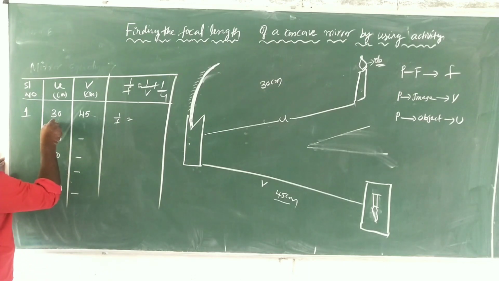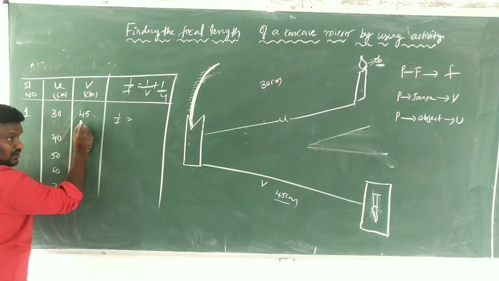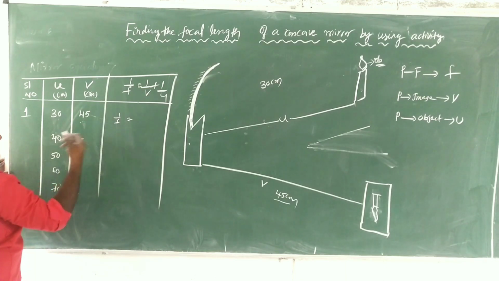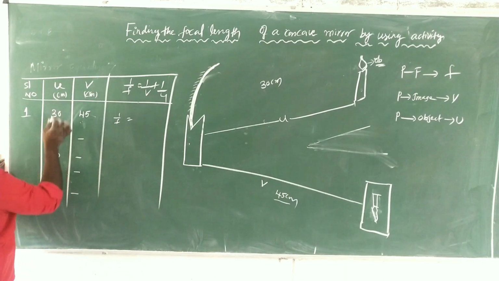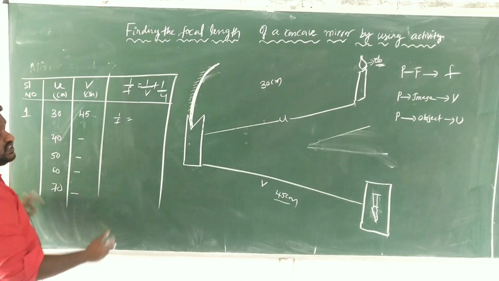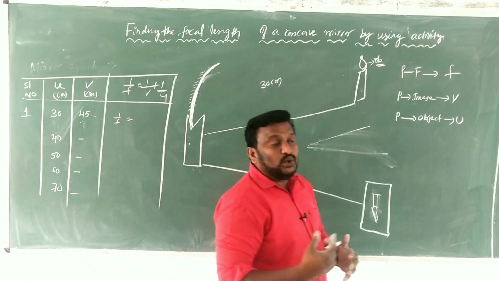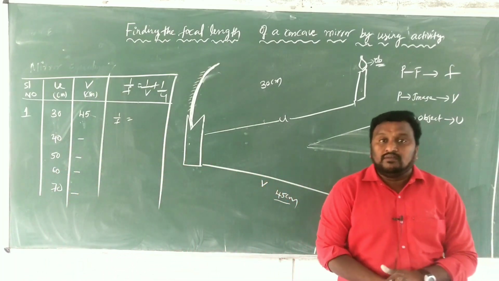First we took 30, then we obtained the V value as 45. Then now what are we doing? You have to take the U value 40. So you have to repeat the procedure we discussed up to now. For every U value you may get one V value.